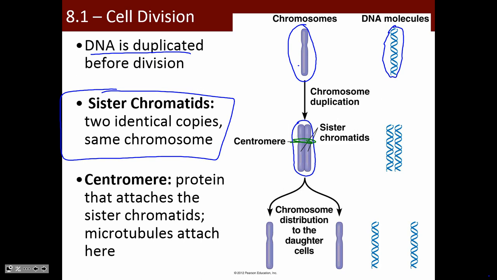They really only carry one chromosome's worth of information. So we also call them a chromosome, even though it's two items that are together, because they're only representing one piece of genetic information. So the sister chromatids are the two identical copies of the same chromosome, and the centromere is the protein that attaches them together and holds them together. Later, when we talk about cell division, the microtubules that are essential for cell division are going to attach at the centromere region.